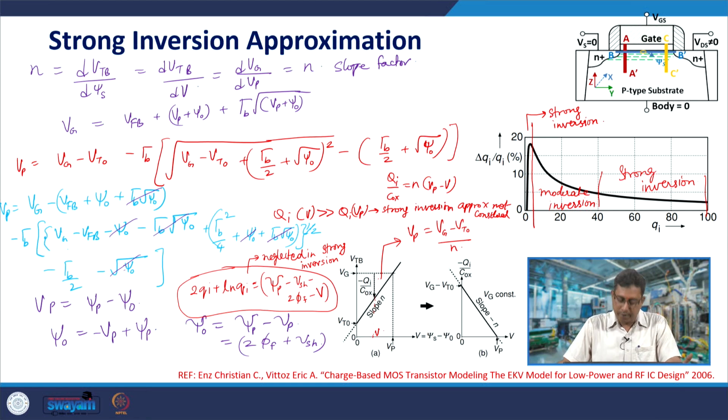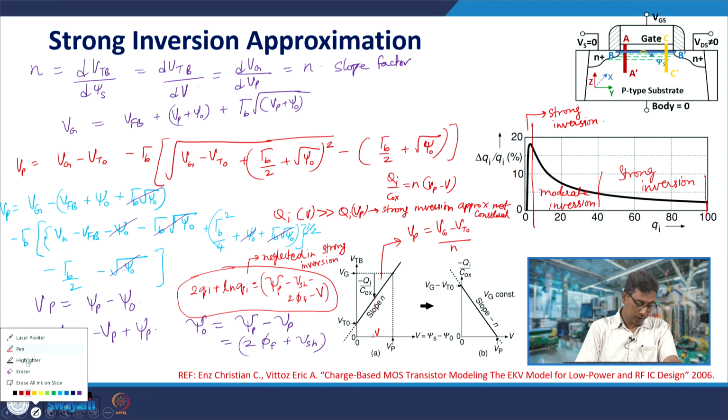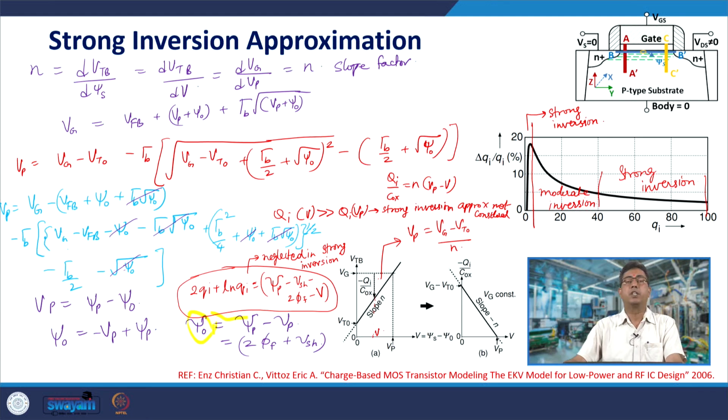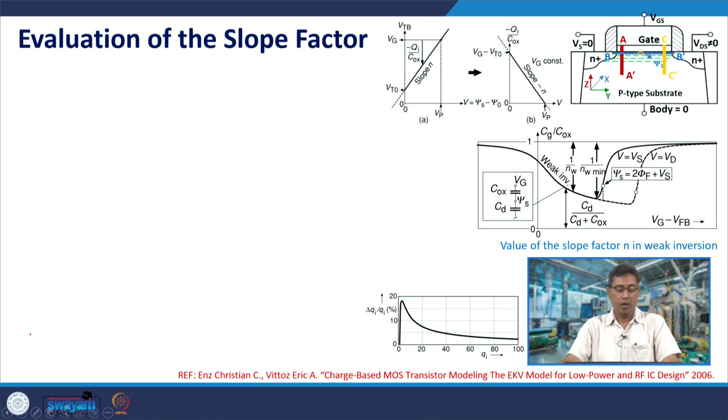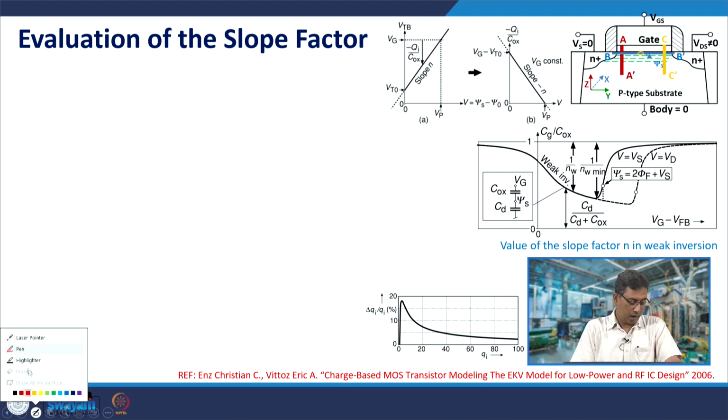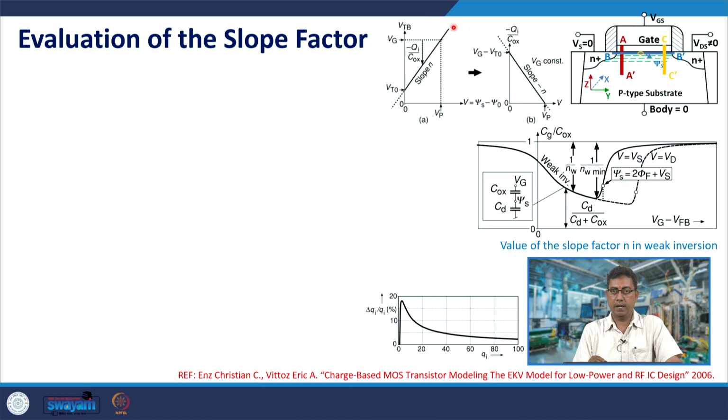We have made some approximations here and obtained the linearized relationship, and using this we were also able to estimate the value of the surface potential which causes strong inversion. It is slightly larger than 2 phi f, that is what we have observed. Now, what is the appropriate value of the slope factor which should be taken? The slope factor, the way we are seeing it, is an ideal slope factor. It is not a constant as it is shown here.